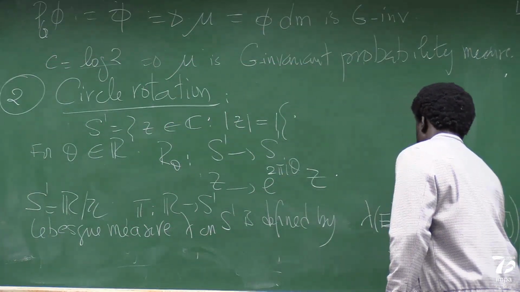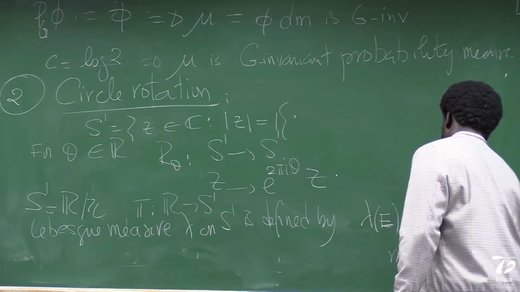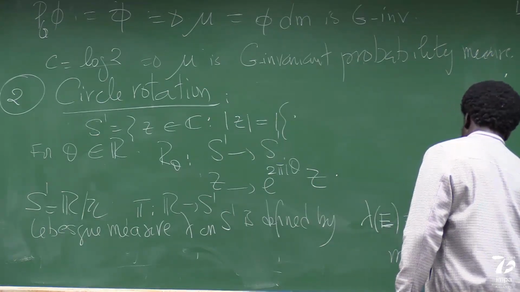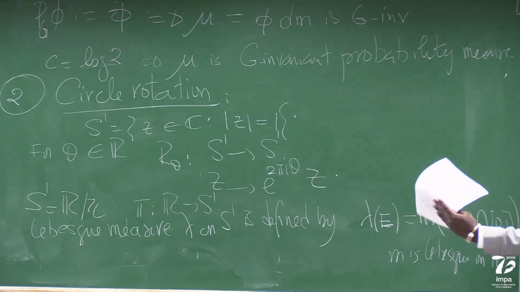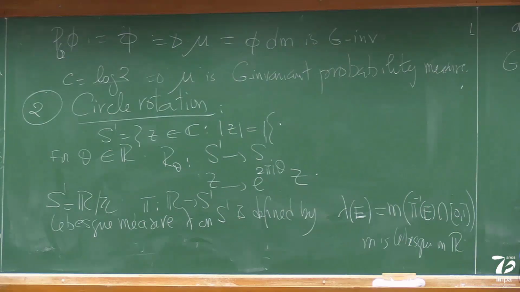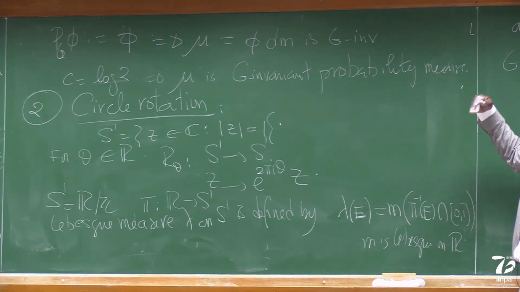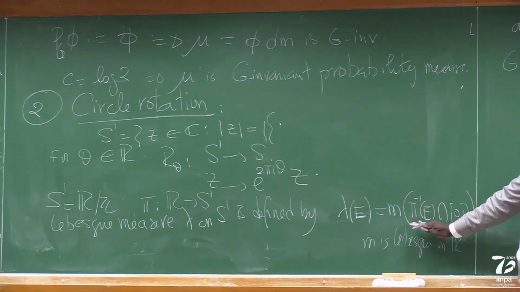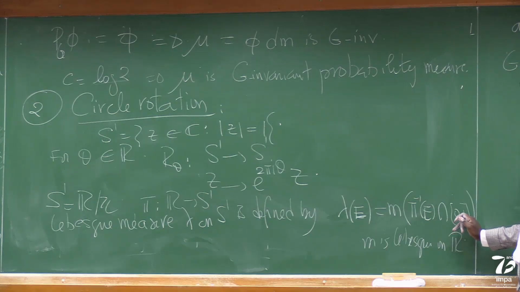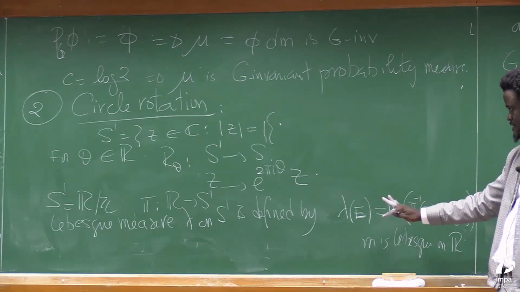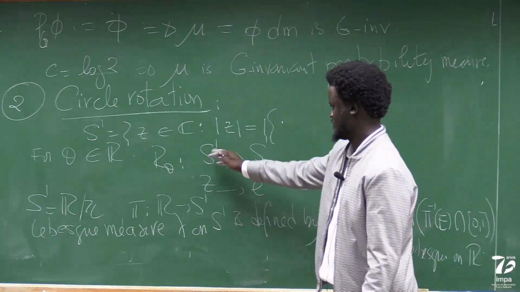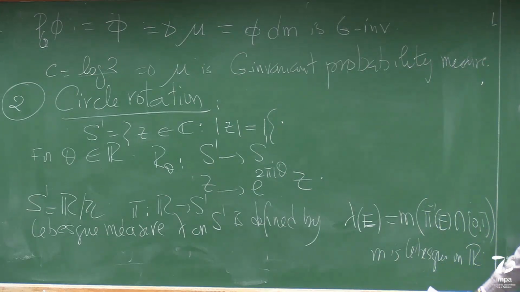M is Lebesgue measure on R, which is just taking distances, the length between 2 points. So this is a countable set. It has a representative in each fundamental domain. So you just pick one fundamental domain and you evaluate the measure there. That's what I mean by Lebesgue measure on S1. So this is just a translation, okay? Circle rotation is just a translation.